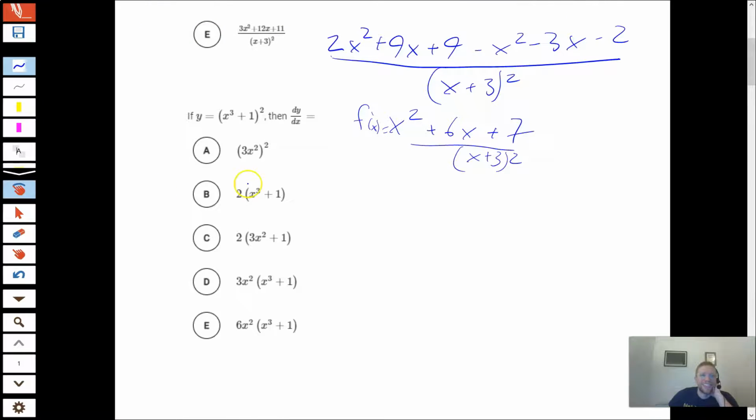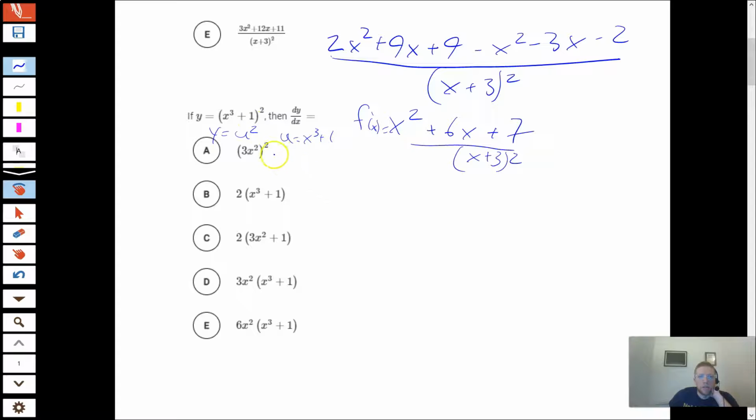Next one is chain rule. Chain rule is the coolest rule. It's my favorite. So chain rule says we take the derivative of the outside function and then times the derivative of the inside function. So I could rewrite this as y equals u squared, where u is x to the third plus 1.